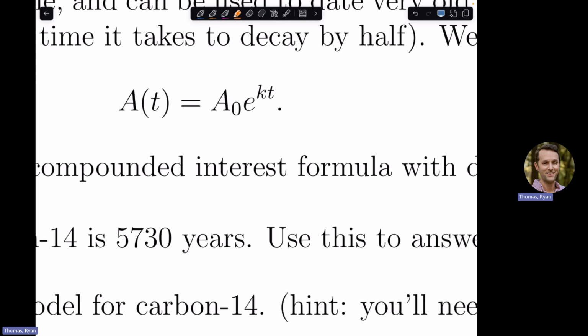What that means is that this is going to be negative, to force the thing to decay. Apart from that, everything works the same way. It's just the interpretation and the context that is a little bit different.